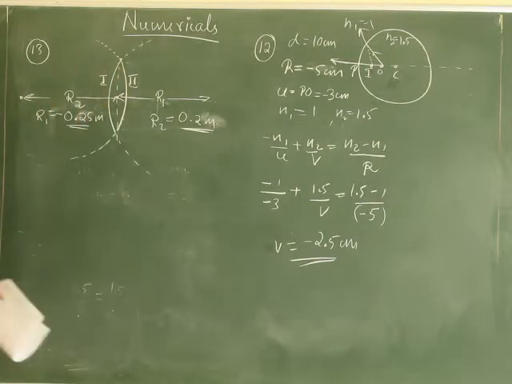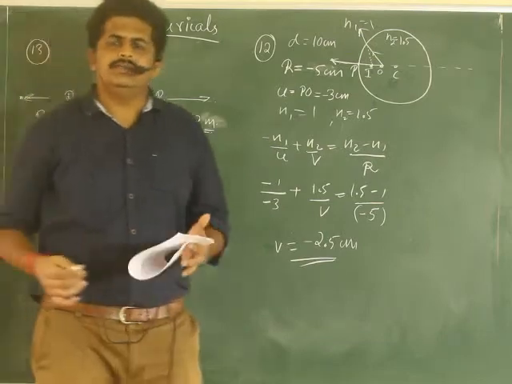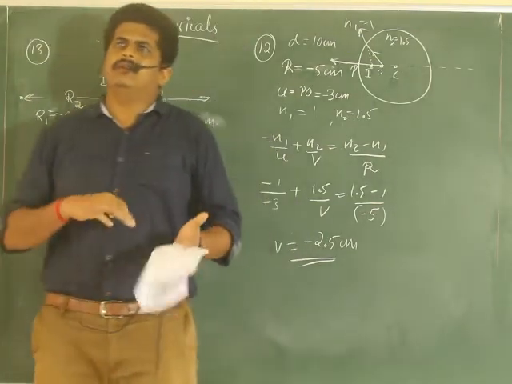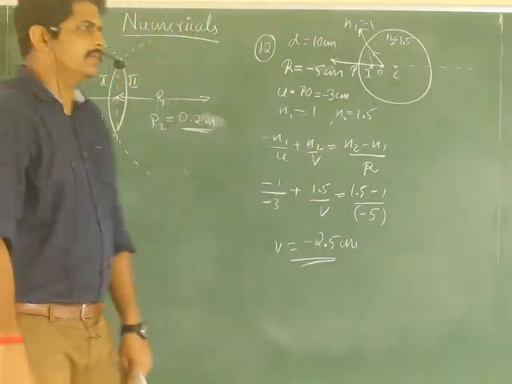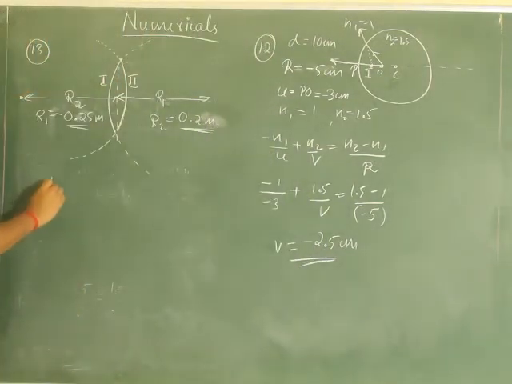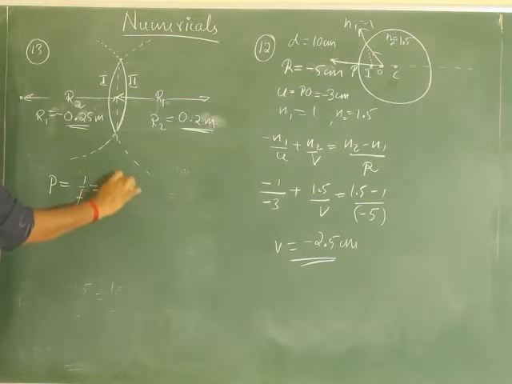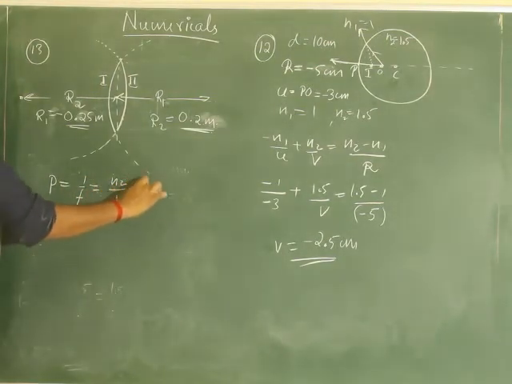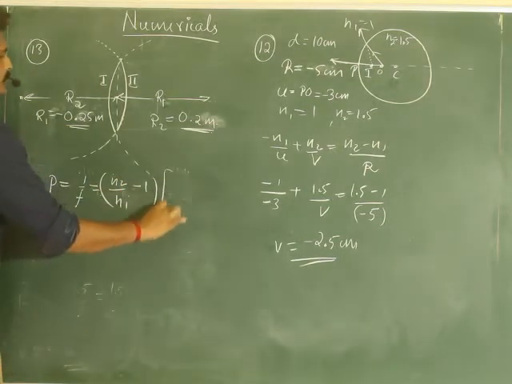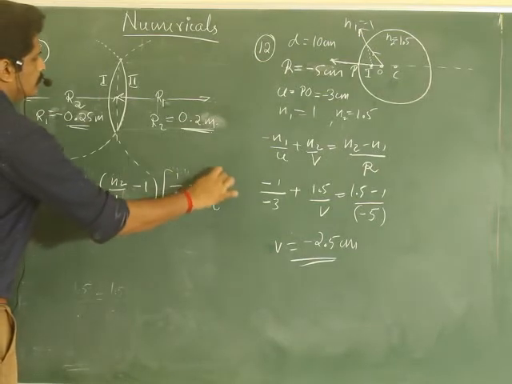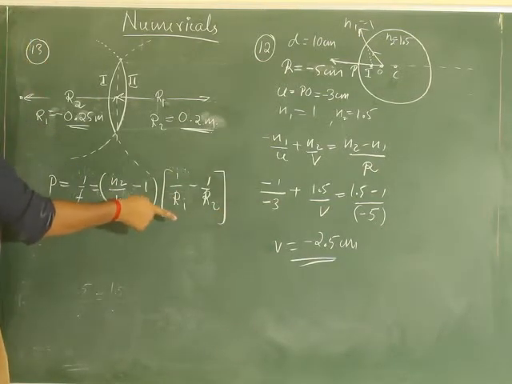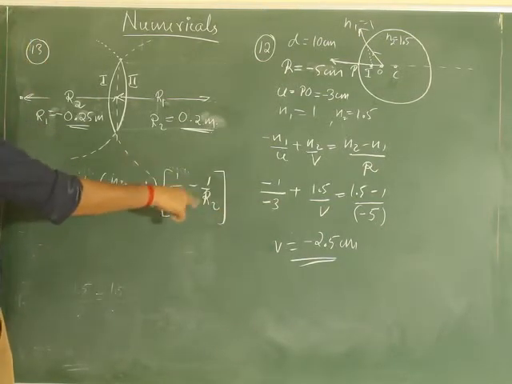So now what is the relation that gives you the equation? That means focal length, power, radius of curvature. So that is nothing but Lensmaker's formula, right? Yes, what does that Lensmaker's formula say? P is equal to 1 by F is equal to N2 by N1 minus 1, correct? Into 1 by R1 minus 1 by R2. This is how we have derived. So according to the derivation we got the equation like this.